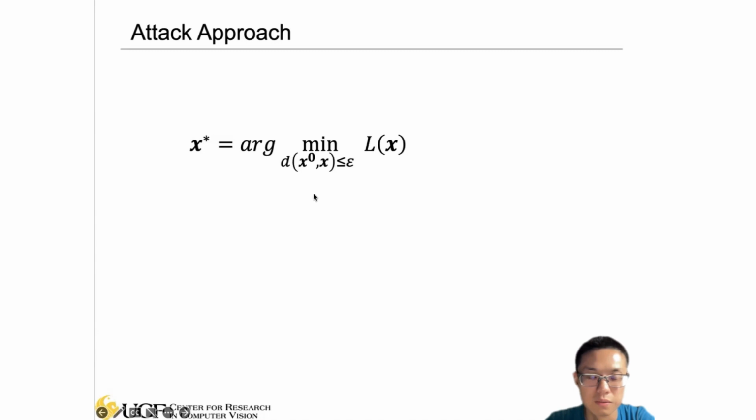But first, let's make it easier. We can forget about the noise restriction. Let's not consider that restriction in terms of the noise magnitude you can add to the original image. Let's just look at the loss function here.